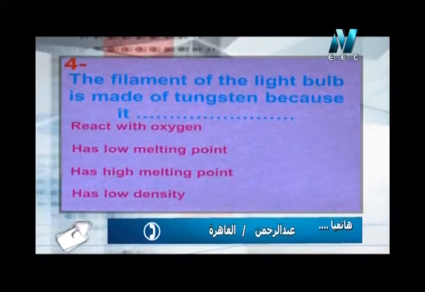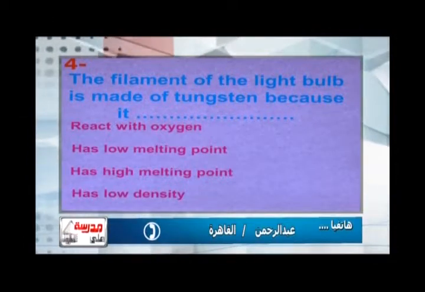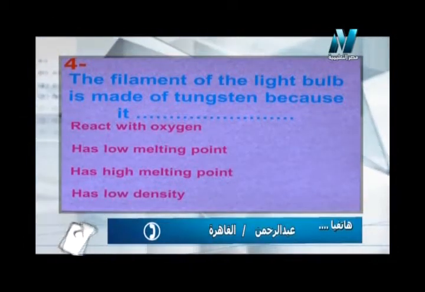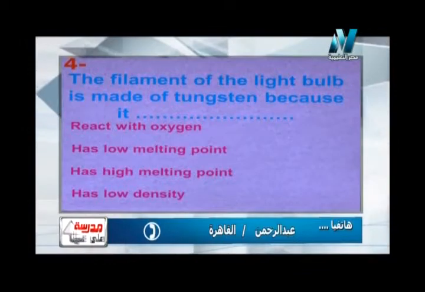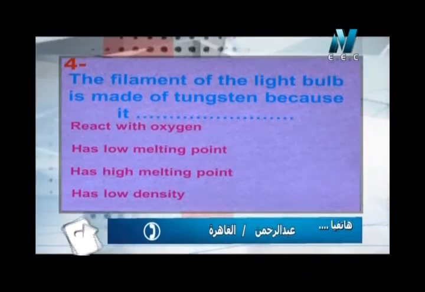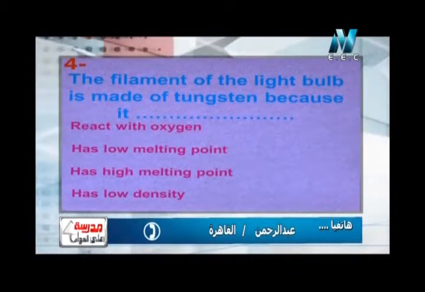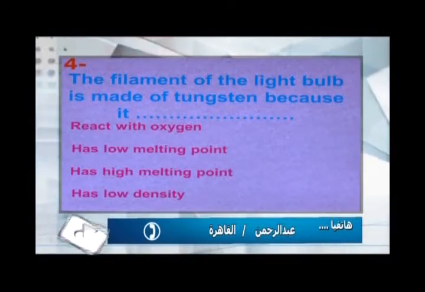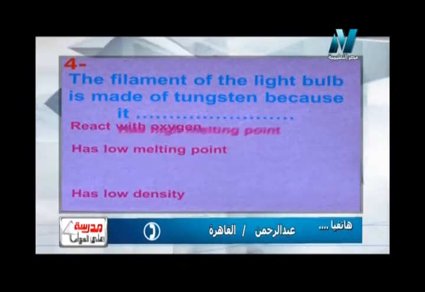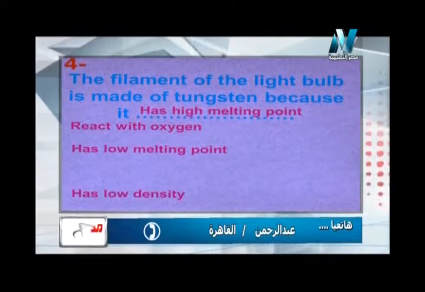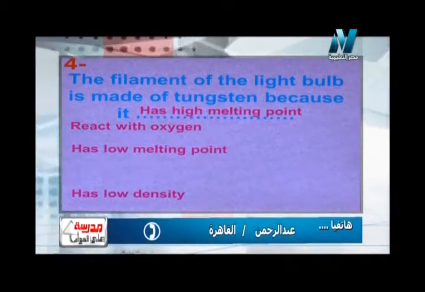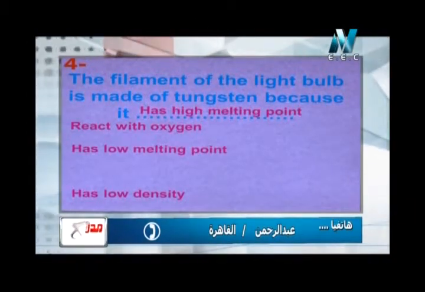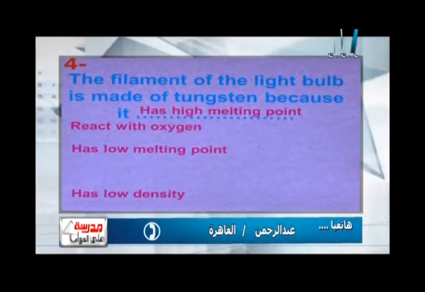The question says that the filament of the light bulb is made of tungsten because it reacts with oxygen, it has low melting point, it has high melting point, it has low density. High melting point. Surely, excellent, Abdurrahman. So again, the filament of the light bulb is made of tungsten because it has high melting point.